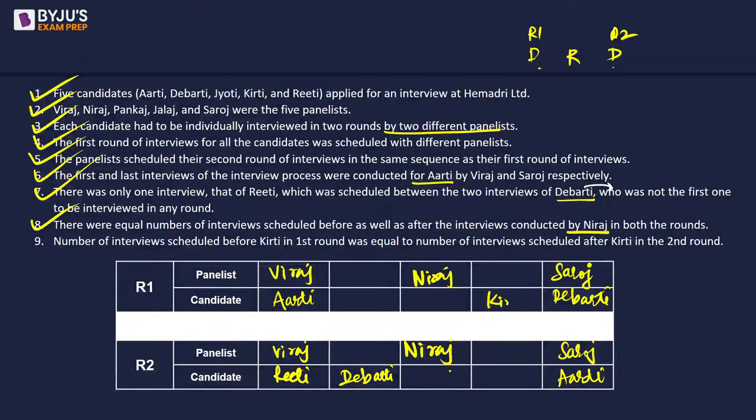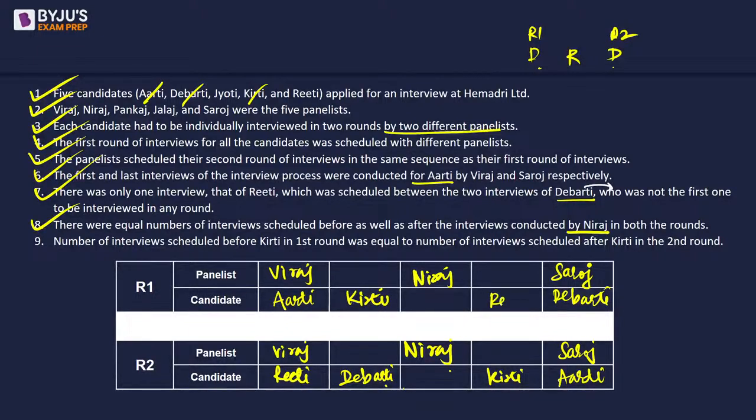Next, what if Kirti comes here? So there are 3 people before Kirti. So Kirti will come at the place of Debarti, but Debarti is already present. So we can't have Kirti there. The only possibility being that Kirti is present here and then Kirti is present here. Leftover person, so we have taken care of Aarti. Aarti दोनों में आ चुकी है. Debarti दोनों में आ चुकी है. Kirti has come in both. Riti and Jyoti are left.